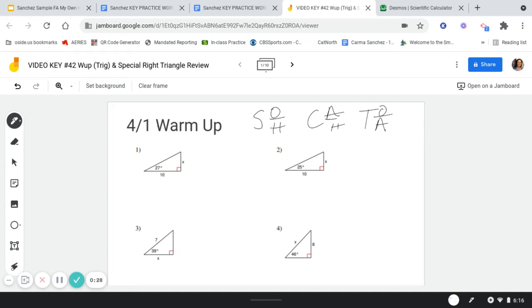So first one has a reference angle down here of 27, and they gave us the opposite leg and the adjacent leg. So we'll notice which of our trig functions uses an opposite and an adjacent, or which of our trig functions does not use a hypotenuse, right? It's the only one that doesn't use hypotenuse. So we're going to be doing a TOA. So we set up the trig function. The tangent of 27 degrees is equal to opposite over adjacent. And then in order to solve, we're going to multiply both sides by 10.